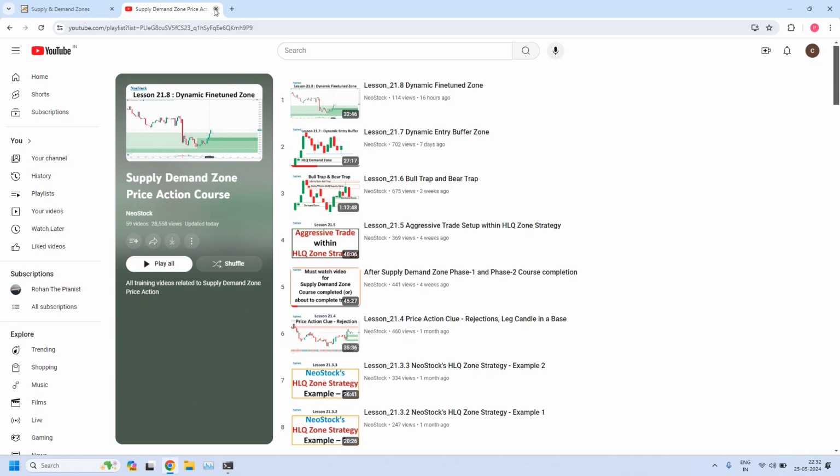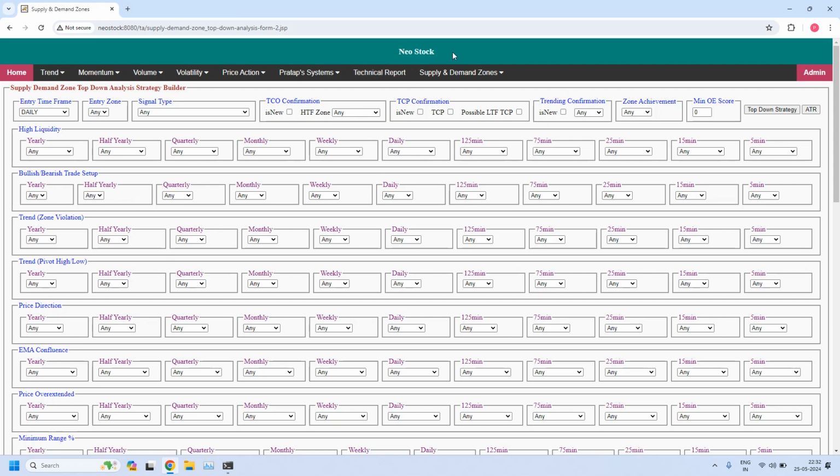Now let's get into the report generation with the help of NeoStock software supply demand zone top-down analysis strategy builder. The first report we are going to generate is the bullish trade setup, stocks that are supporting bullish trade setup based on monthly income trade. For monthly income trade, entry time frame is daily. For bullish trade setup, entry zone is demand zone.